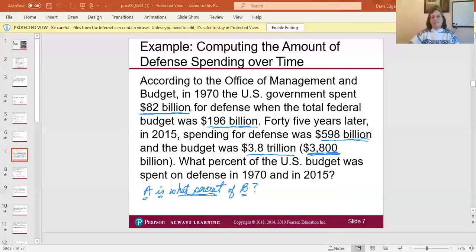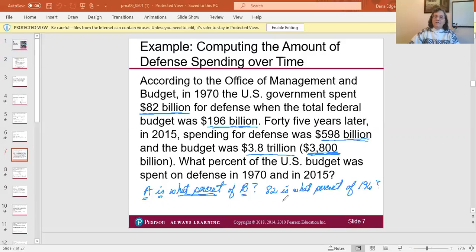82 billion is what percent of 196 billion is what we're asking first. So 82 is what percent of 196? And at a glance, I think we're going to get about half, right? 82 is about half. I mean, it's not almost all of it, and it's not a very small amount. It looks like it's a little under a half.